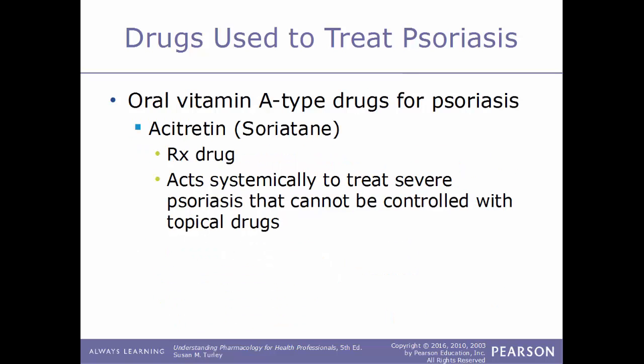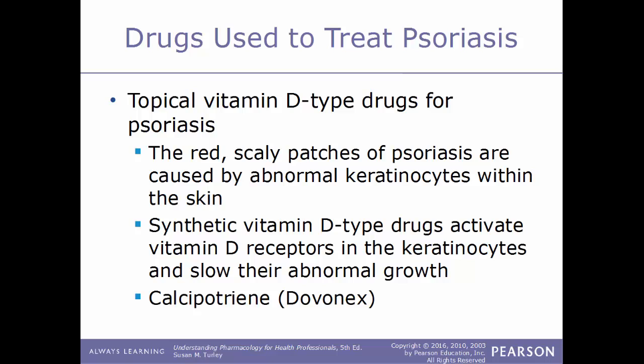You can also have an oral vitamin A drug used to treat psoriasis. An example of this would be acitretin, also known by its brand name of Soriatane. And this is a prescription drug, and this will act systemically to treat severe cases of psoriasis that can't be controlled with topical drugs. Another kind of drug that's used to treat psoriasis are topical vitamin D drugs.